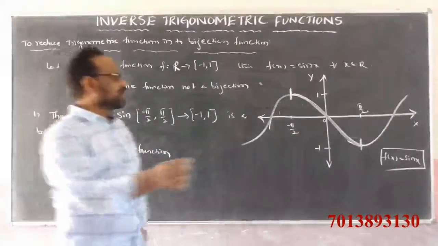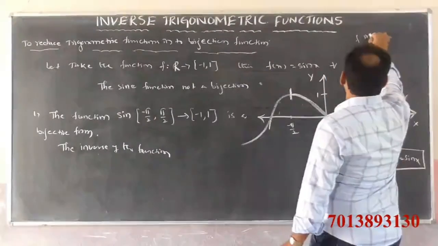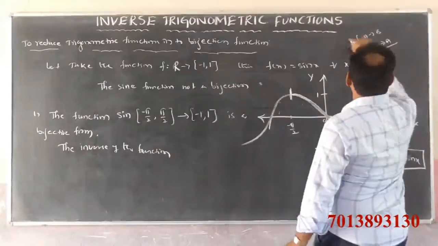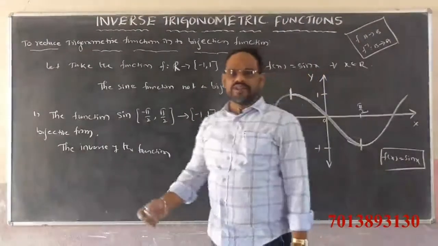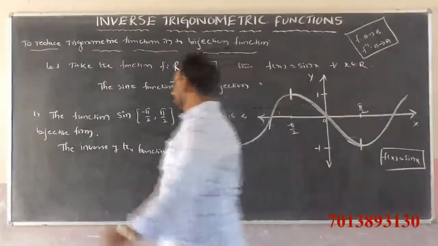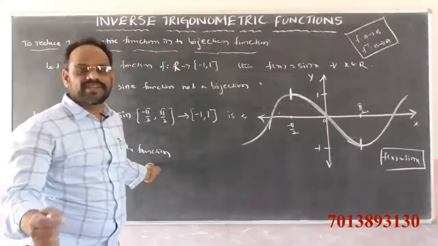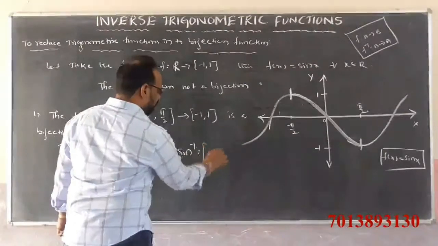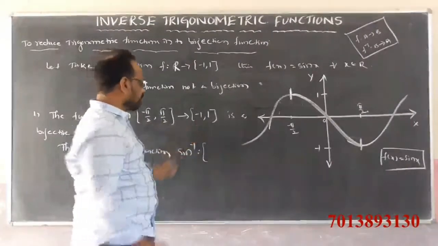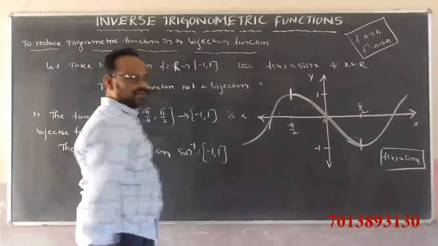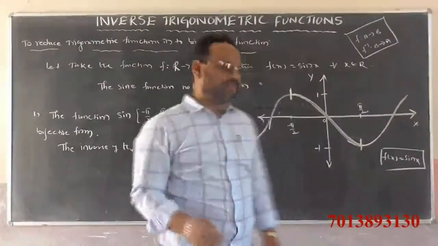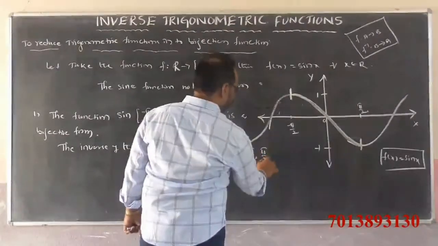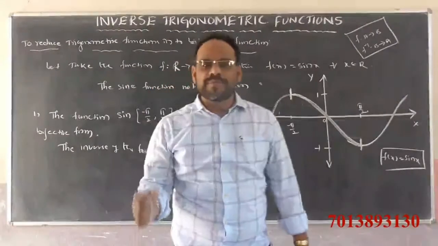Already we know that if f is mapping from A to B, then f inverse is mapping from B to A. So the inverse of the function is nothing but sine inverse. Sine inverse is mapping from B to A, while this is A to B. B to A means the closed interval -1 to +1 to the closed interval -π/2 to +π/2.